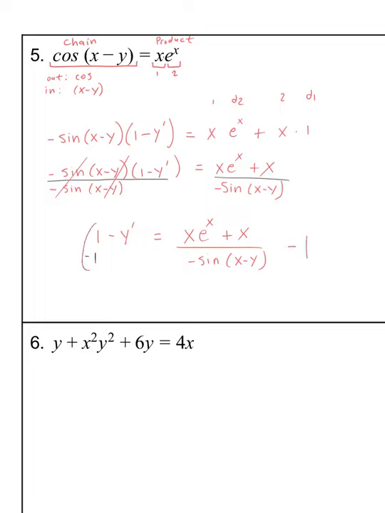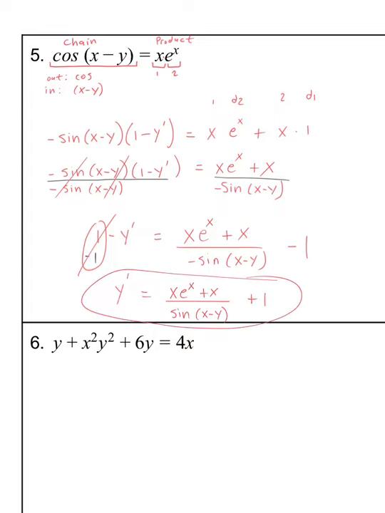So these cancel out. Now I just have to get rid of the negative 1 in front of the y prime. So I'm just going to change the sign. All right? Negative y prime is going to become positive y prime. Now I just need to change the sign. This whole fraction has a negative, so I'm going to change that to positive, and this negative 1 is also going to become positive. Because this is negative y prime, I just multiply through by a negative 1. So my answer is x e to the x plus x over positive sine of x minus y, and then plus 1. And there is my final answer. That was a tough one.